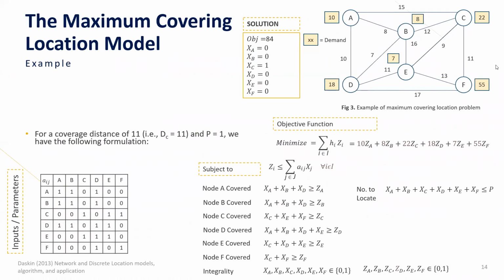An example of these problems, perhaps you can see on the screen. Let's say we have A, B, C, D, E, F, demand points that need to be covered. You are asked, among these points A until F, please help me select one facility that will cover the most demand. This one, P equals 1.